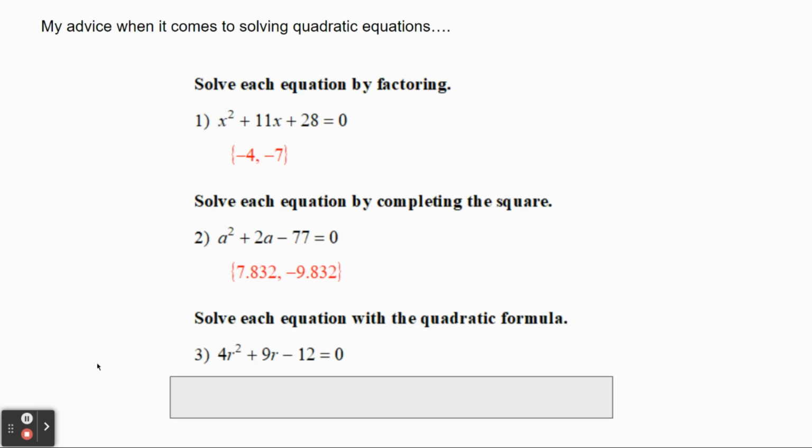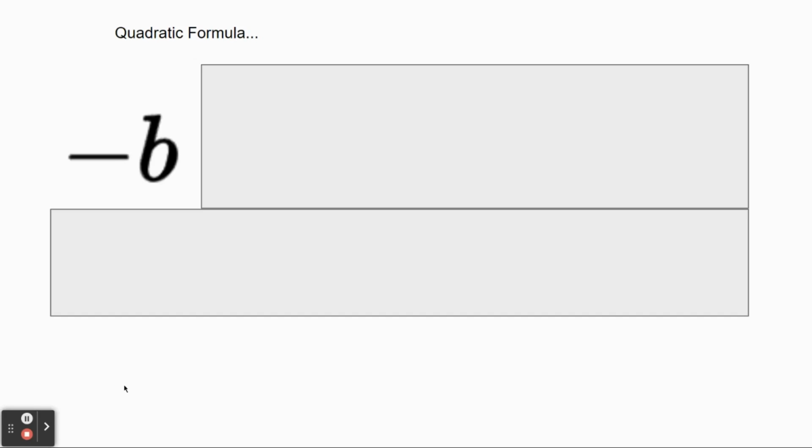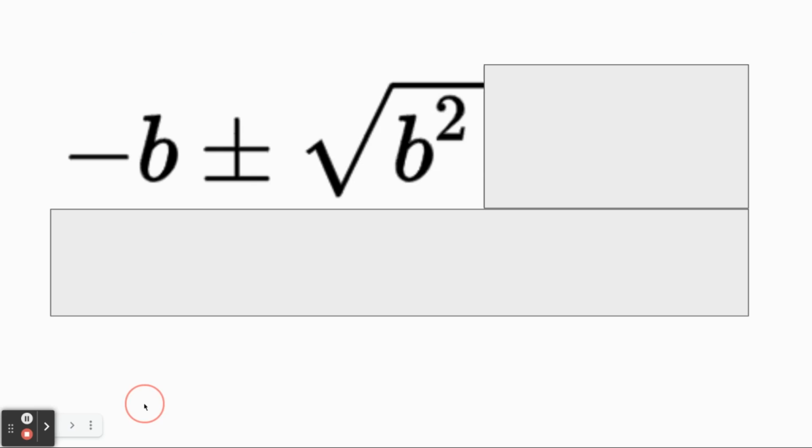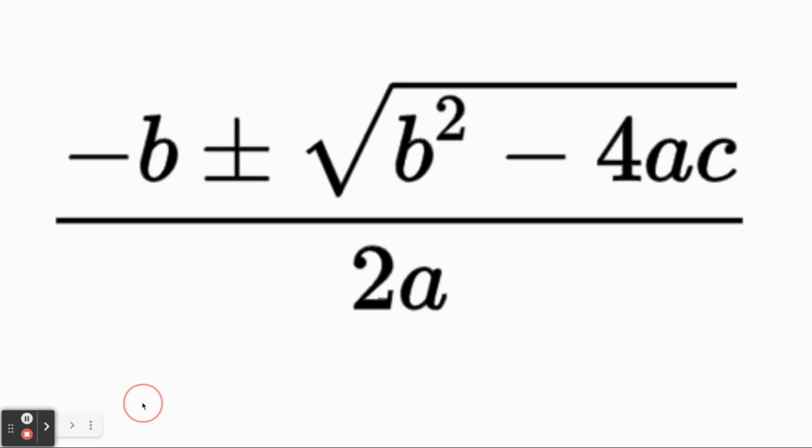Otherwise, if a is not equal to 1, like down here, we have a is equal to 4, you'd have to divide everything by 4, add 3 to both sides to make room for the c value that will complete the square. But I would say just use the quadratic formula. So what is the quadratic formula? Well, once you have determined in standard form what a, b, and c are, it's the opposite of b plus or minus the square root of b squared minus 4ac, all over 2a.